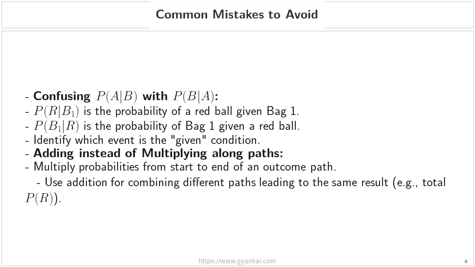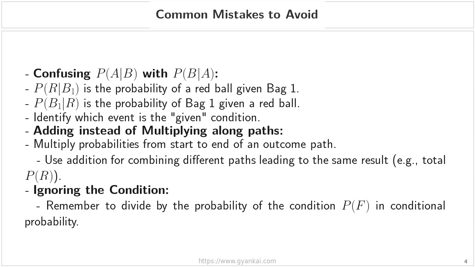Second, be careful with your arithmetic operations when using tree diagrams. A common error is adding probabilities along a single path instead of multiplying them. Remember this rule: you must multiply probabilities as you move from the start to the end of a single outcome path to find the intersection. You only use addition when you are combining different, separate paths that lead to the same final result, such as when we added the two different ways to get a red ball to find the total probability of r.